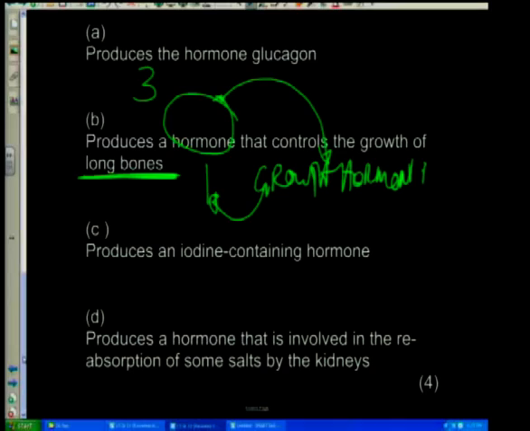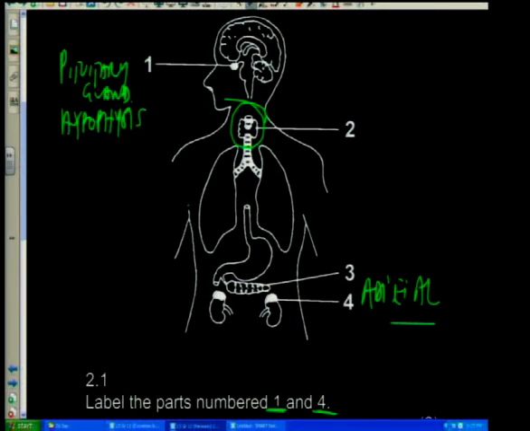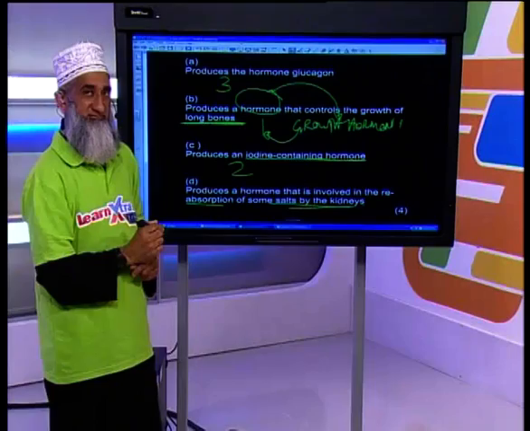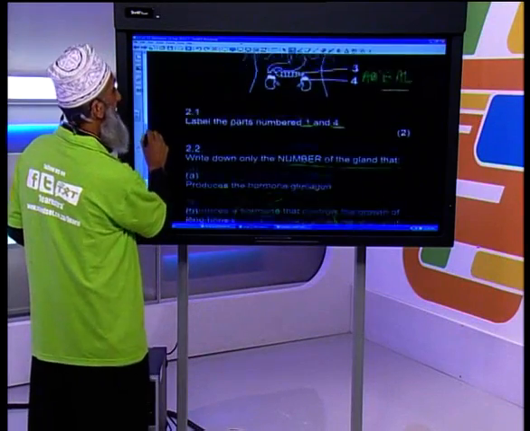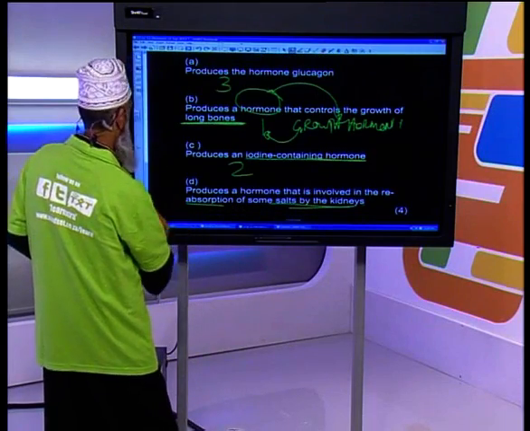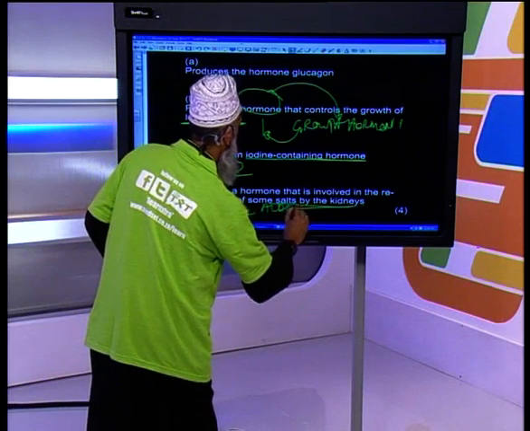Produces an iodine-containing hormone. That would be thyroxine, and thyroxine is produced by the thyroid gland, and that is number 2. Produces a hormone that is involved in the reabsorption of some salts by the kidneys, and that would be the adrenal gland, number 4. And the hormone there would be aldosterone.